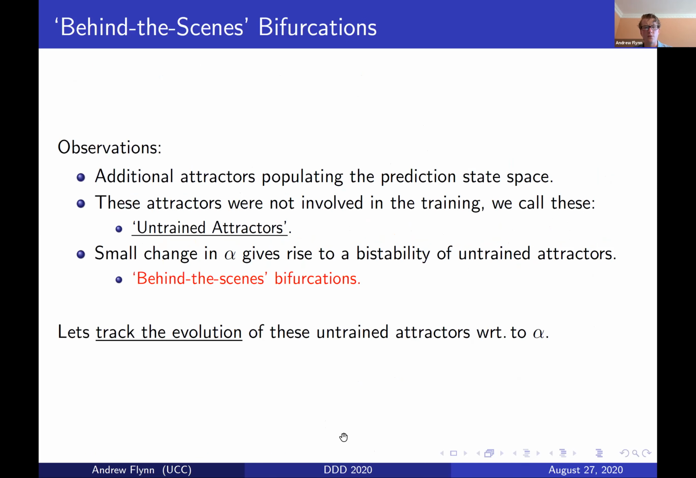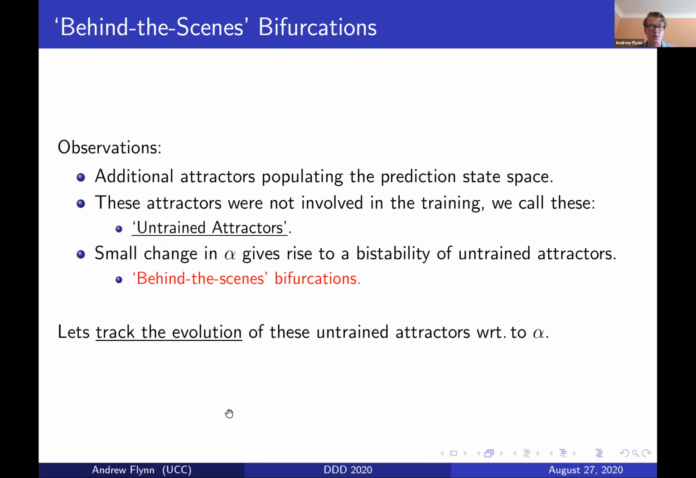So what we can observe from this is that we have additional attractors populating the prediction state space. These attractors were not involved in the training, and that's why we call them untrained attractors. What's more is that a small change in alpha can give rise to a bistability of untrained attractors, which is where we bring in this buzzword, behind-the-scenes bifurcations.